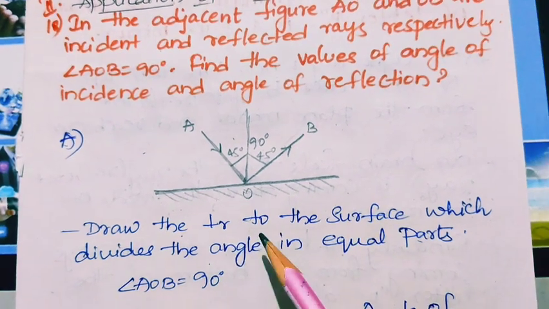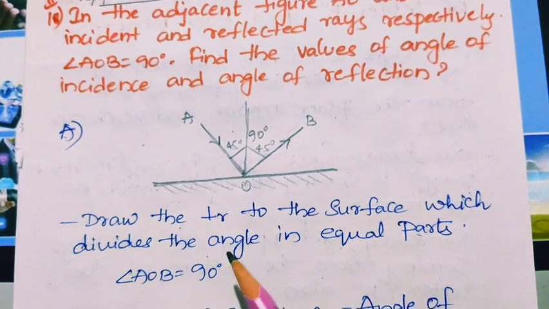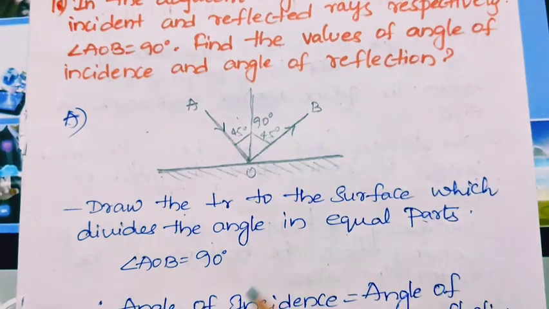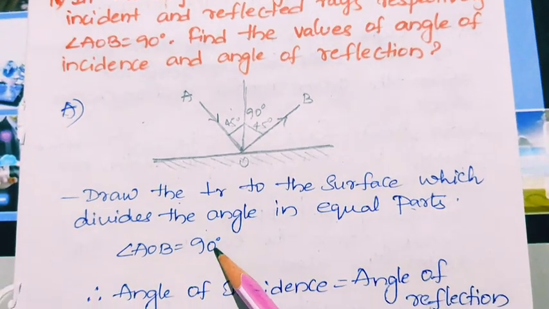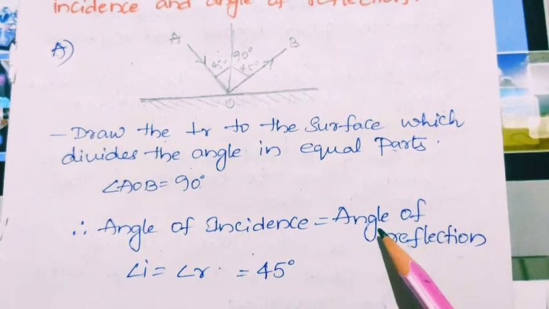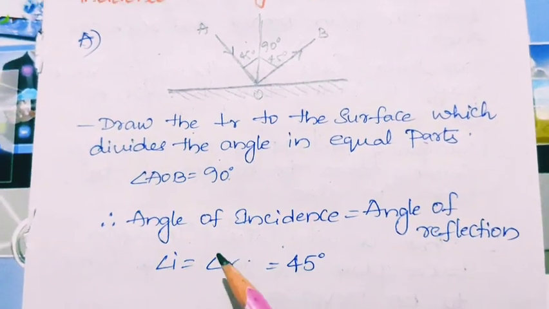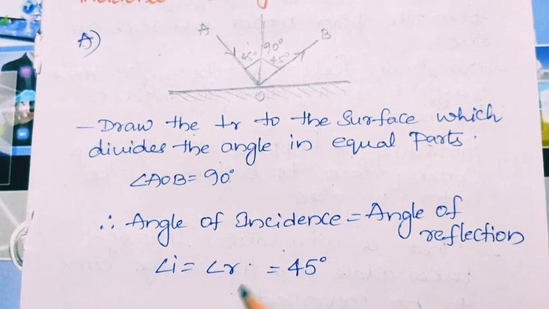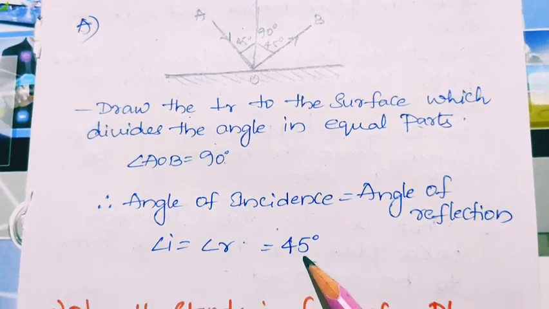So draw the perpendicular to the surface which divides the angle into equal parts. So angle AOB is equal to 90 degrees. Half of it, therefore, the angle of incidence is equal to the angle of reflection. So i is equal to r, that is 45 degrees.